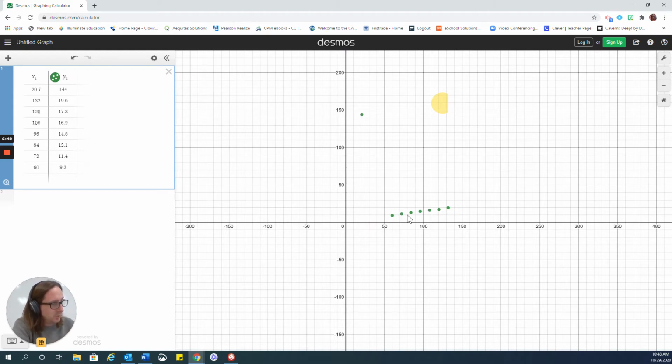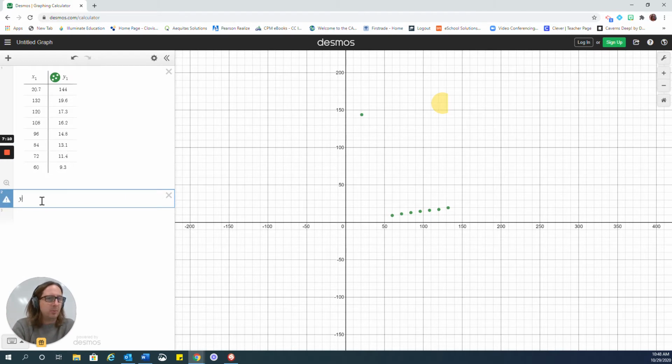So part B says, would we consider this an outlier? Big yes for that one. That is definitely an outlier. All right, now what we want to do is see what effect the outlier has on the best line of fit. Now remember, or our least squares regression line, sorry, I get those all confused.